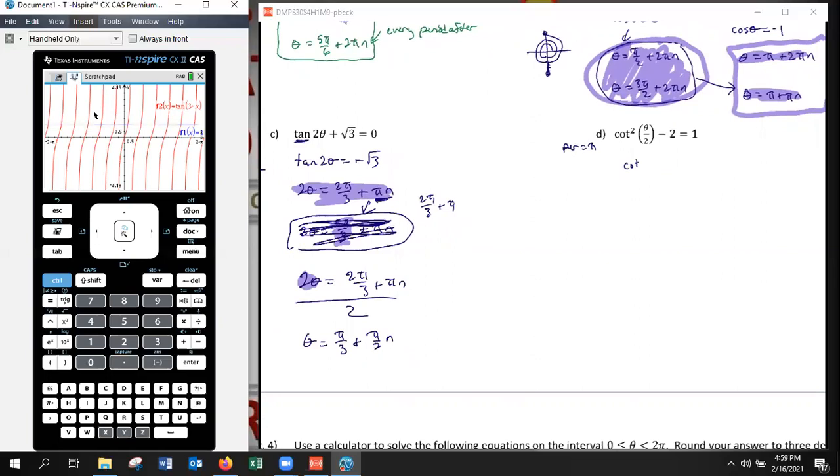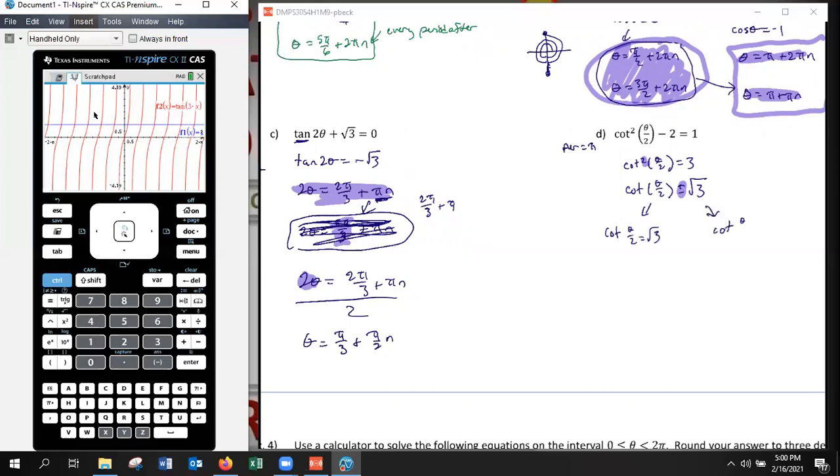So first step, cotangent squared of theta over 2 equals 3 because I'm adding 2 to both sides. Cotangent of theta over 2 equals positive or negative square root of 3. Please, please, please don't forget when you take the square roots, you have to take both the positive case and the negative case. So cotangent of theta over 2 equals the square root of 3.